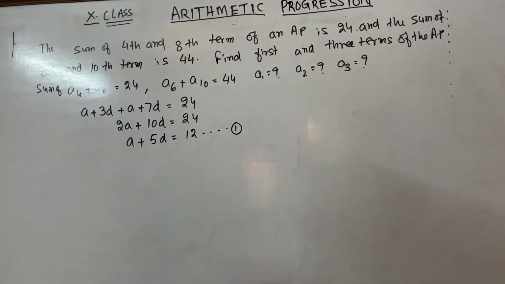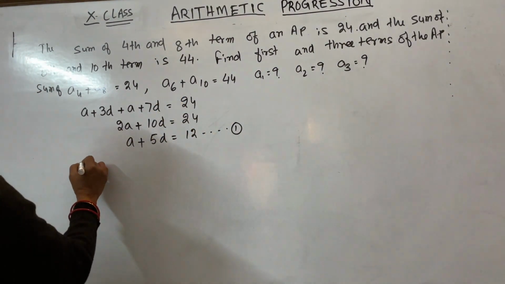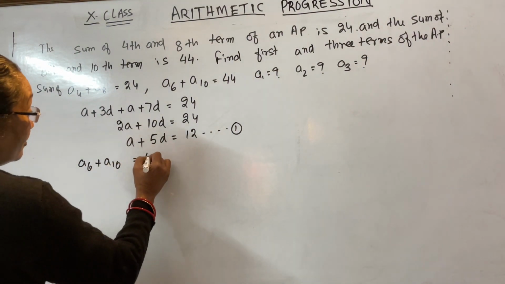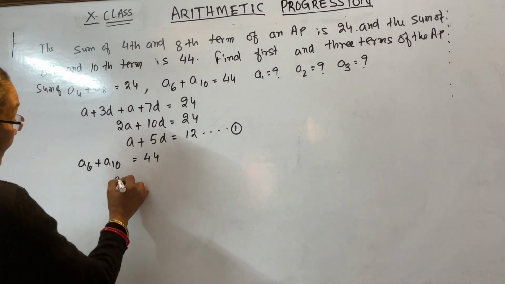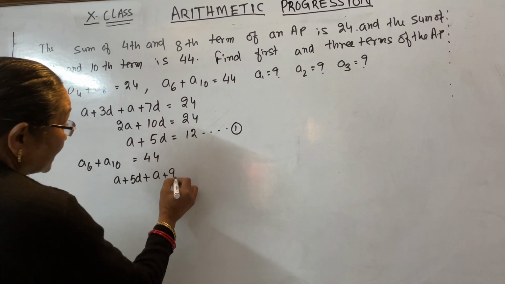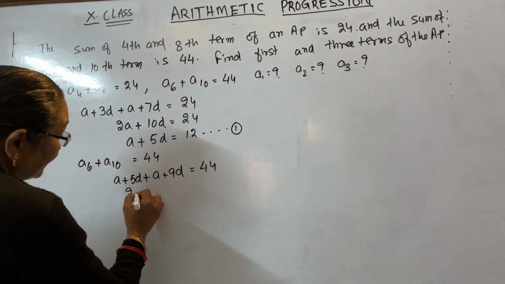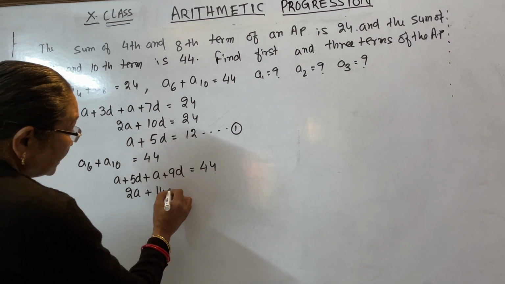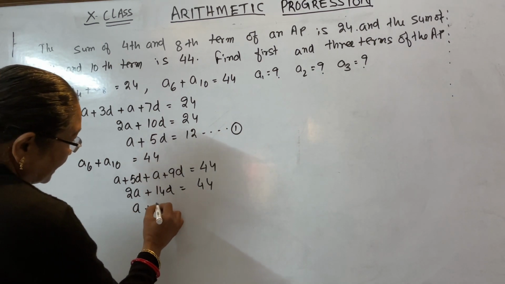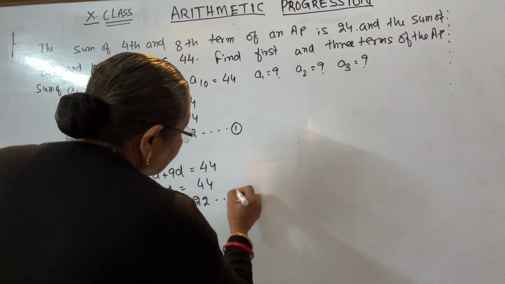Equation is ready. Then next is what? Second case what he said? Second information is what? A6 plus A10 equals to 44. Again we shall expand. A plus 5D plus A plus 9D equals to 44. So this also we simplify. 2A plus 14D equals to 44. Again reduce the equation. A plus 7D equals to 22. This is our second equation.